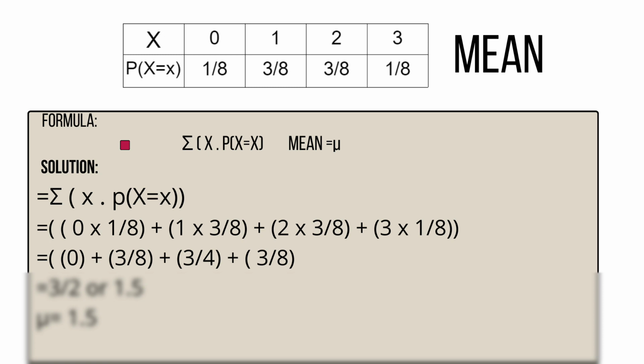0 plus 3 over 8 plus 3 over 4 plus 3 over 8. You add them all up and the sum equals 3 over 2, or 3 halves, or in decimal form, it is 1.5. So our mean will be 1.5.